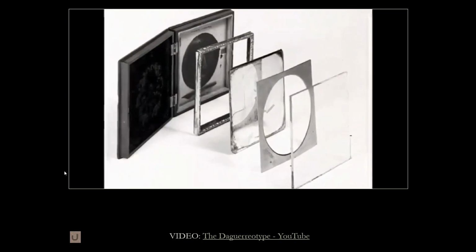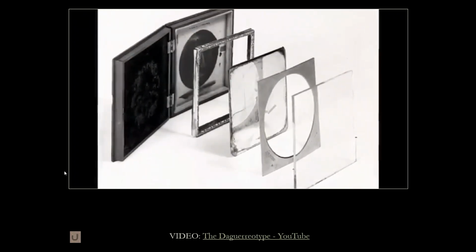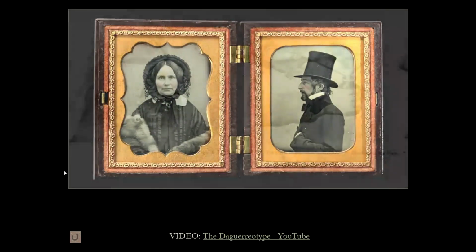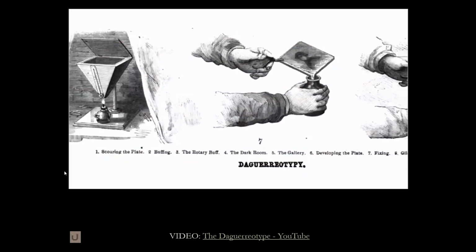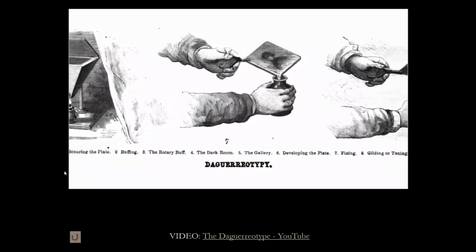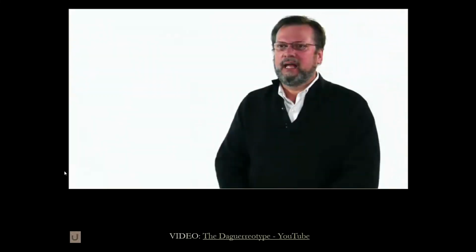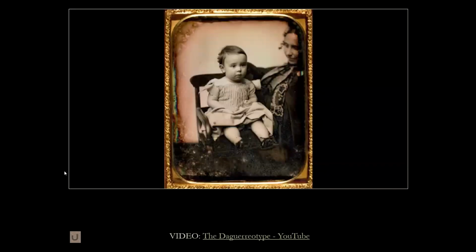Daguerreotype is placed into a special case. It's designed to keep air away from the plate because air is what makes silver tarnish. Daguerre would give the process to the government. The government then would allow anyone in the world to do the daguerreotype, except England. And so if you wanted to make daguerreotypes in England, you had to pay a fee.